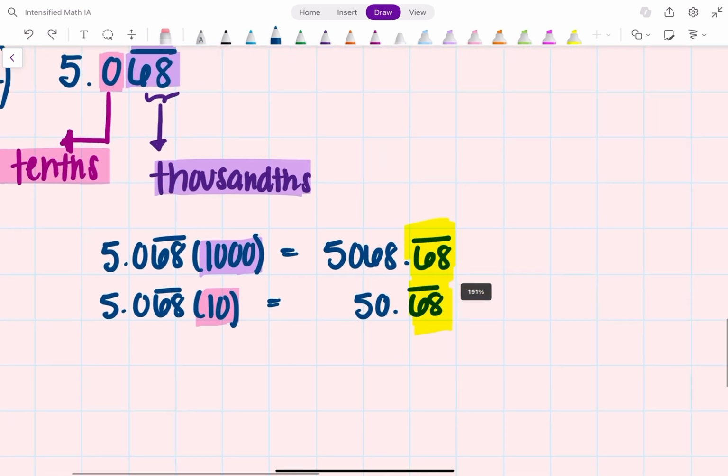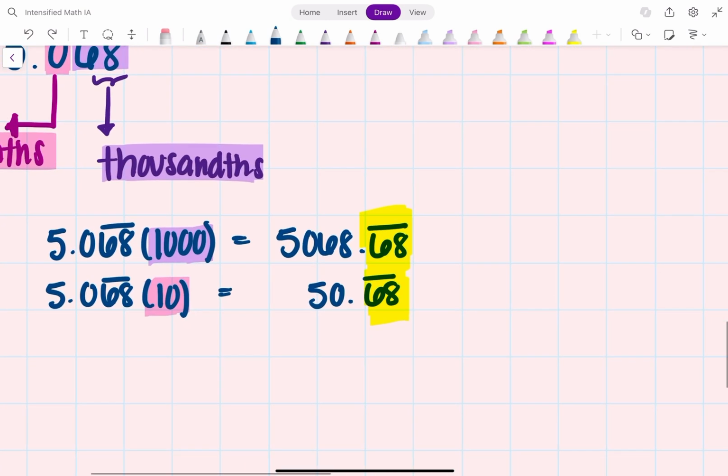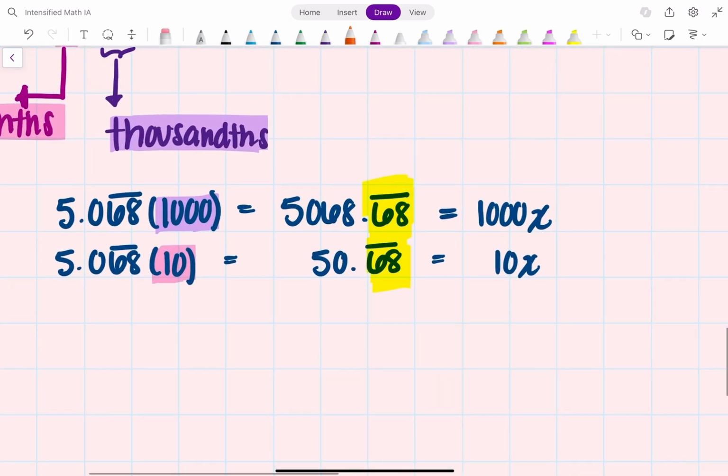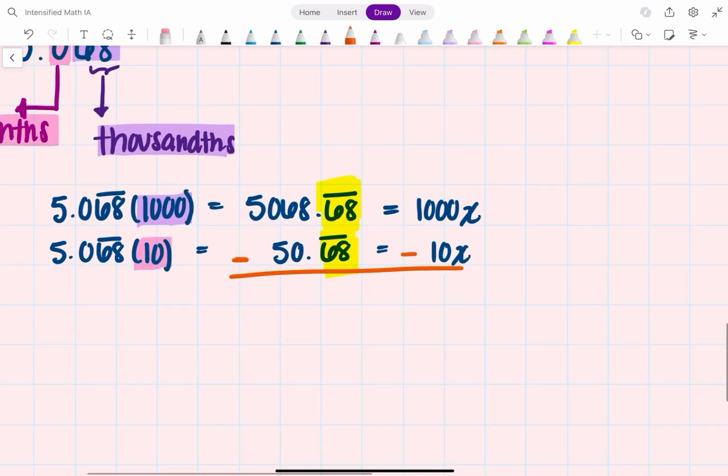Now, let's go ahead and create the second part of the equations here. We're going to create a balance. I'm going to make the first one equal to 1,000x. Once again, if I were to divide both sides by 1,000, it would still give me the same decimal. Same thing if I were to divide this one by 10, it would give me the same decimal as above. Now, from here, I want to subtract both of them. That's my first step, subtract.